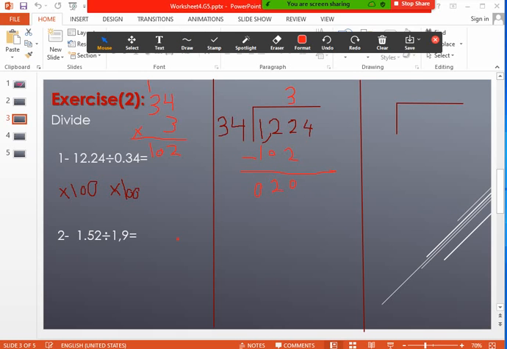Let's continue now with Emma. Yes, Emma. Yes, I will take the 4 now down. It will be 204. 204 divided by 34.